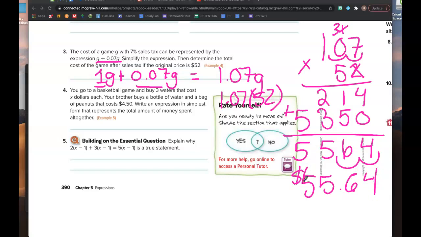Questions on that now? So some of us tried to say that this was 2G plus 7/100. Okay, put that coefficient there so you can see it's 1 plus 7/100. That makes sense, Blake?